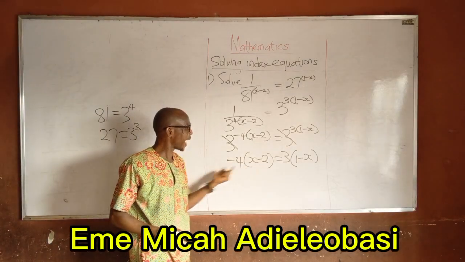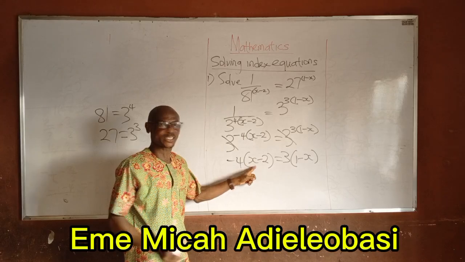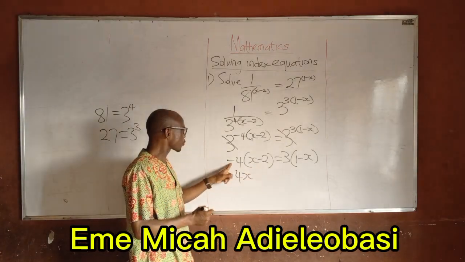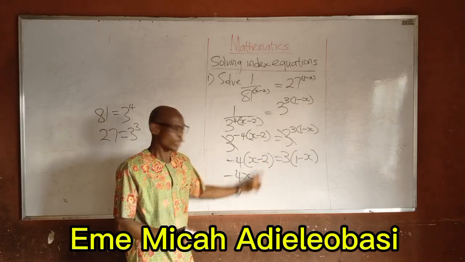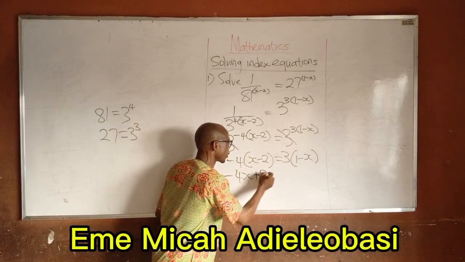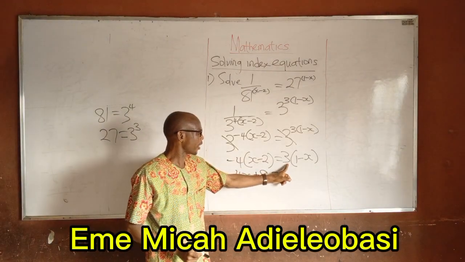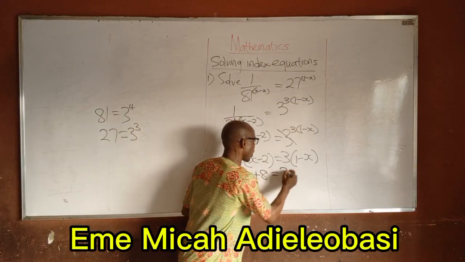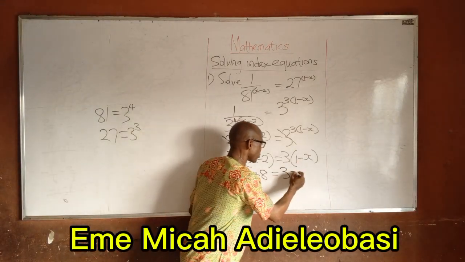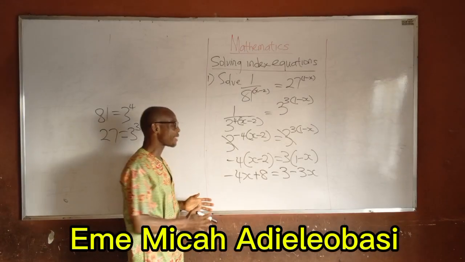So we are going to expand our brackets. Minus 4 times x will give us minus 4x. And minus 4 times minus 2, it will give us what? Minus times minus becomes plus. This becomes plus 8. This is equal to, expanding this, 3 times 1 gives us 3. And 3 times minus x will give us minus 3x.